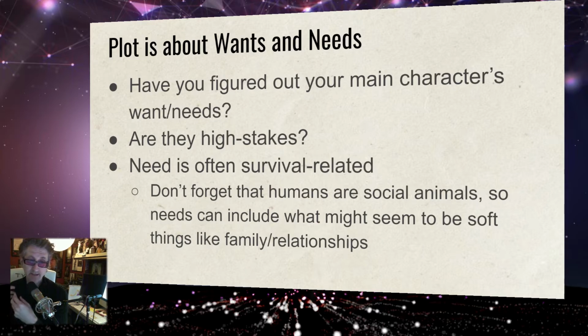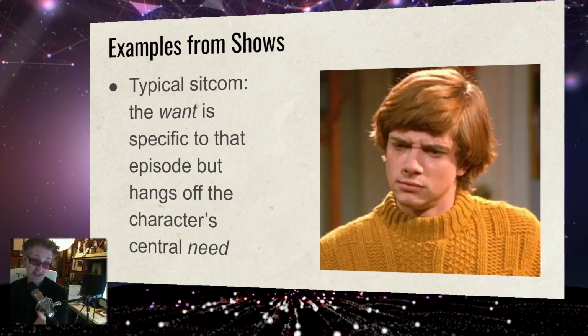To that, I'm going to add: don't forget that humans are social animals. The need for a character, therefore, is probably going to be what might seem like a soft thing, like family and relationships. It sounds like, oh, that's not very dramatic, but it is. It is the kind of thing that is going to drag out the drama so that you can actually get multiple episodes out of these concepts. In a typical sitcom, the want might be very specific to that episode. It's a throwaway thing that is not essential to the understanding of the property at large, but is a gag, for example. Oh, remember the one where they blank? But it's always going to hang off of and be related to the character's central needs.